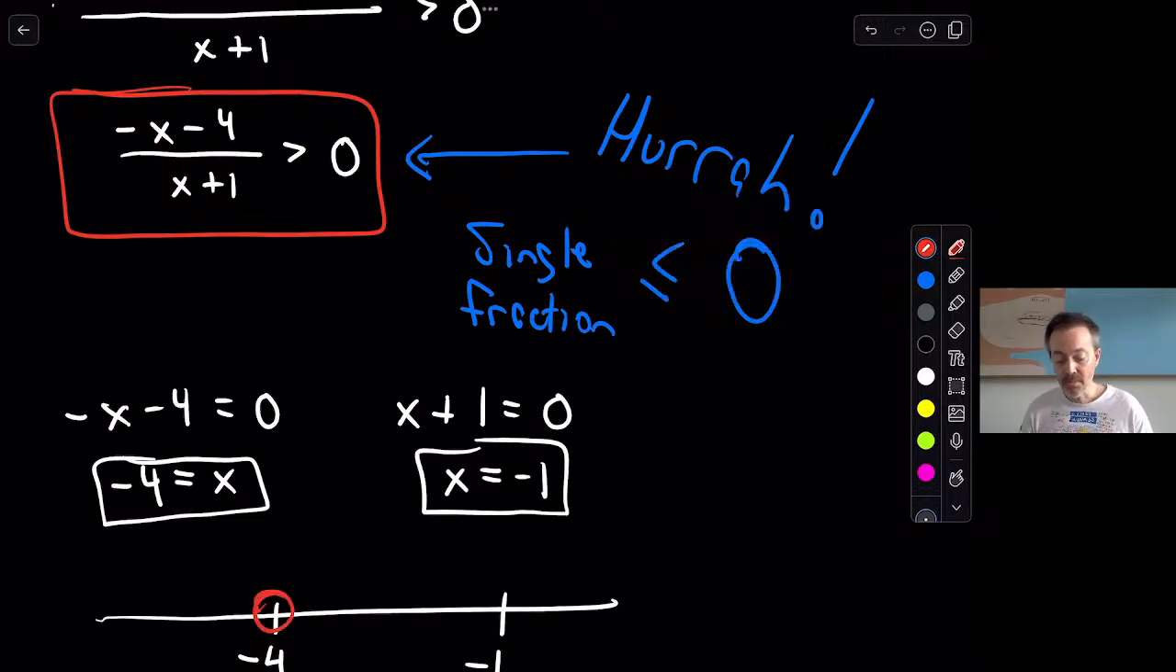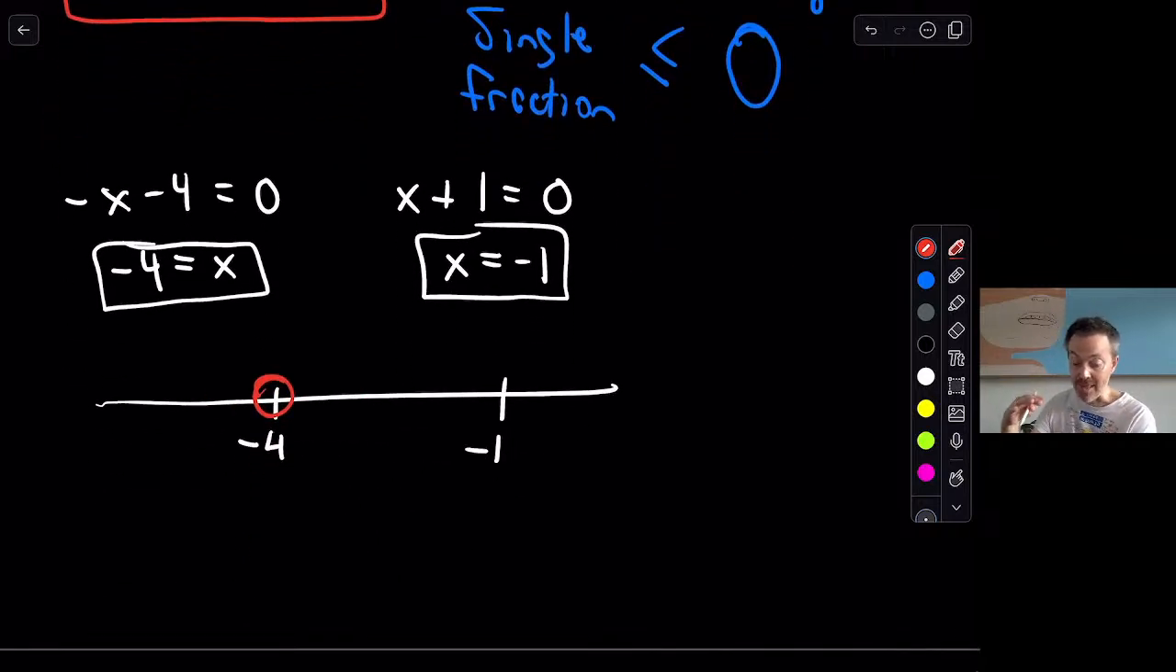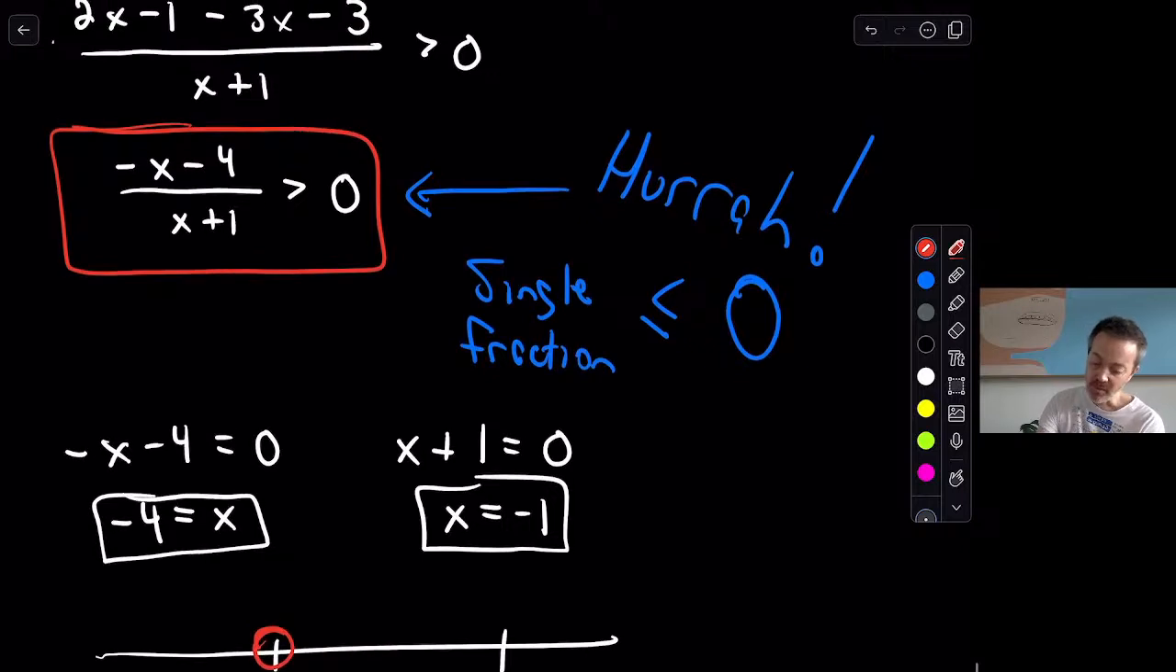at negative 4. Notice if I plug in negative 1, that's going to give me 0 in the denominator of my fraction. Right, if I plug in negative 1, I'm going to get 0 in the denominator. That's going to be undefined.